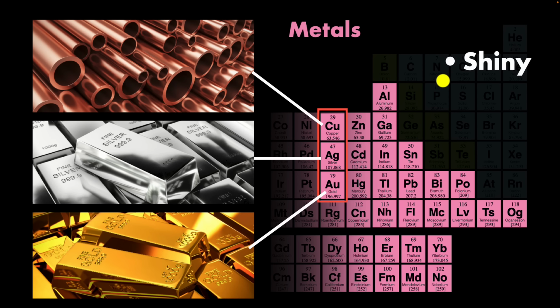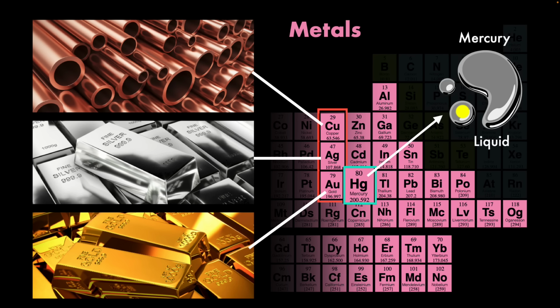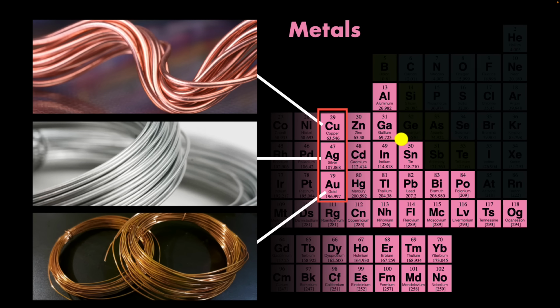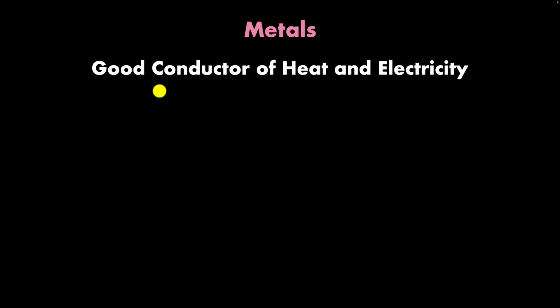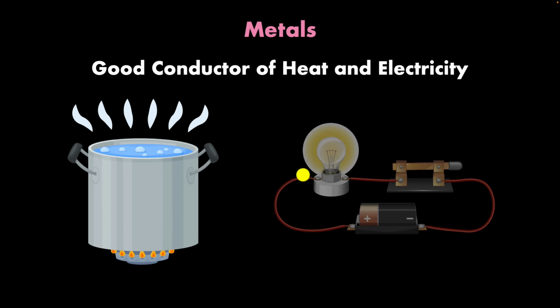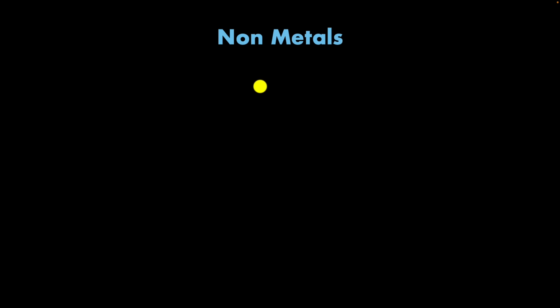So metals are usually shiny, they are solids. Of course, there are some exceptions, like for example, mercury is a liquid at room temperature. But besides that, usually metals are solids. Then they are ductile, which means you can draw them into wires. And they're also pretty malleable, meaning you can hammer them into very thin sheets. Besides that, metals are also pretty good conductors of heat and electricity. All right, let's talk about nonmetals.